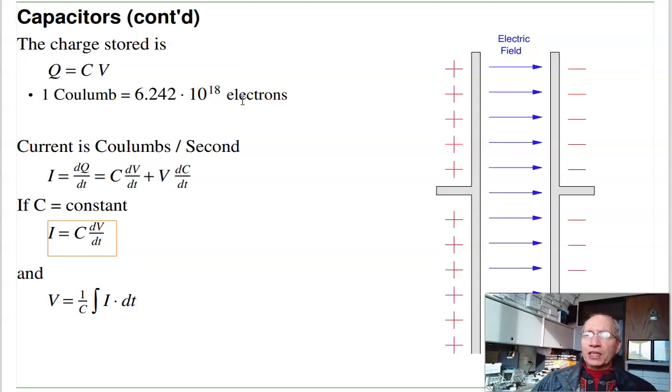If I have coulombs per second, I get current, or amps. So 1 amp is 1 coulomb in 1 second. When I take the derivative of this, I get the chain rule. It's the capacitance times change in voltage plus voltage times change in capacitance. So if you have a time-varying capacitor, this term is important. If you have a fixed capacitor, which is mostly what we have, I get the current is C dV/dt. Or going the other way around, the voltage is 1 over C times the integral of the current. So capacitors are integrators. If I know the current integrated, I get voltage.